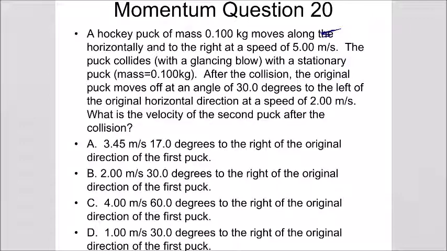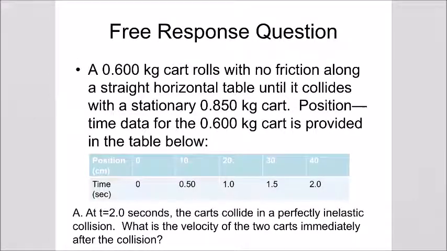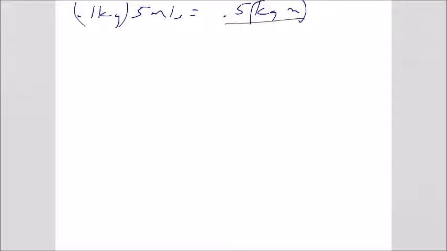Alright, so first of all, we want to find the initial momentum of the system. What we have is a 0.1 kilogram object moving toward the right at 5 meters per second. Well, that tells us, and the other object is stationary, which means our initial momentum of our system is 0.5 kilogram meters per second to the right.